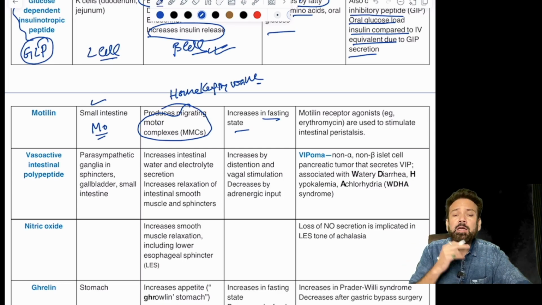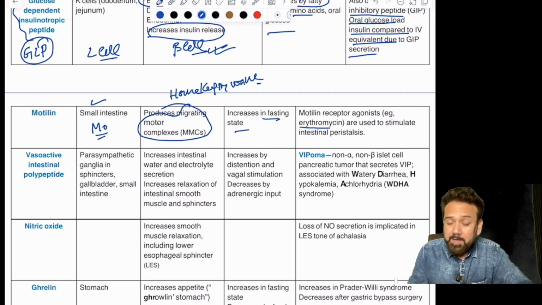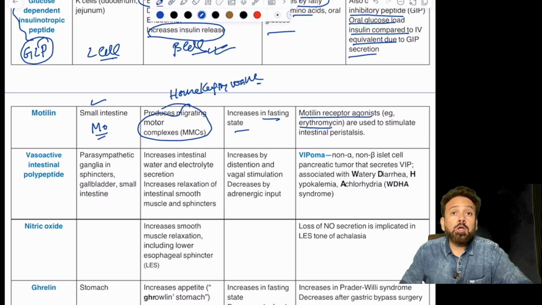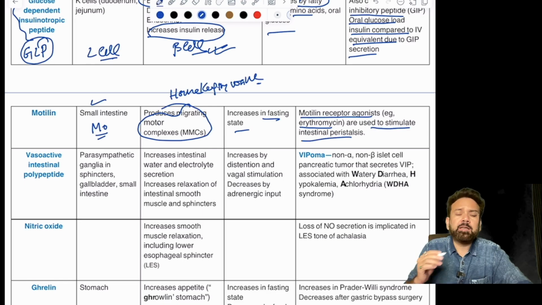And whenever we give azithromycin, why does it cause diarrhea? Because they are motilin receptor agonists. So azithromycin and erythromycin can cause diarrhea by activating these motilin receptors. They can sometimes be used to stimulate intestinal peristalsis. They can also be used at a therapeutic dose to increase intestinal motility.